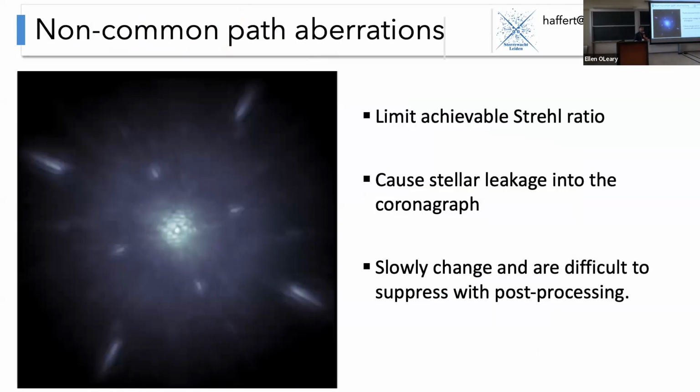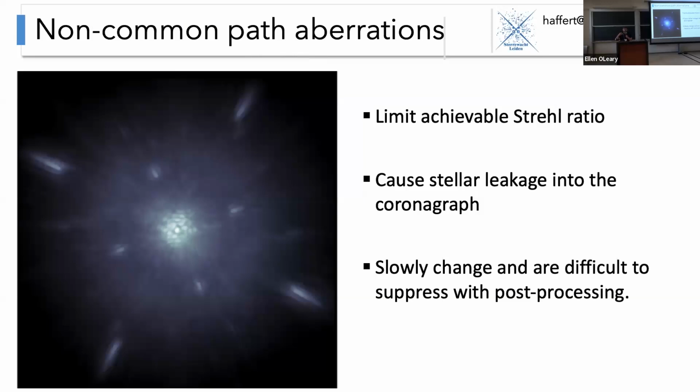But they create a lot of aberrations. So here you see a coronagraphic image of MagAO-X, and we can see that there's actually a lot of speckles that diffract around the edges. They cause stellar leakage, and they reduce our performance. And because they change slowly, they are actually difficult to remove with post-processing.